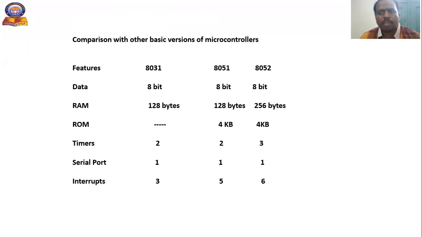The successor of the 8051, that is the 8052, has some add-ons. It has 256 bytes of RAM, the 4 kilobytes of ROM is the same, and it has an additional timer, so 3 timers, 1 serial port, and 1 additional interrupt, so 6 interrupts in total.